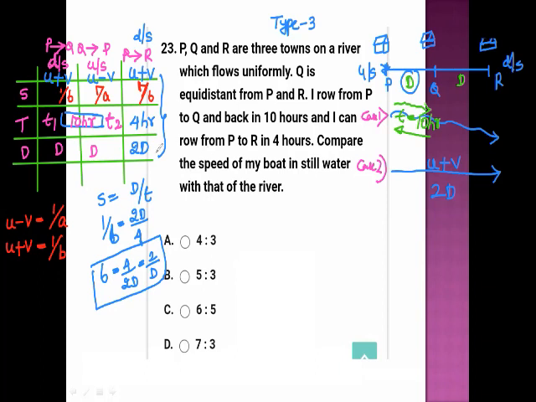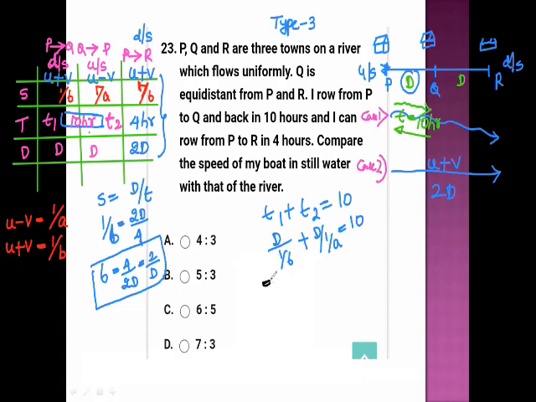Okay. Next, he has given another parameter. You can see that T1 plus T2, the total time of journey from P to Q and Q to R, he has given as 10 hours. I'm using this one. And what is the time here? Time is equal to distance by speed, is it not? Distance divided by speed. Speed is 1 by b. And here also T2 is equal to distance by speed, so d divided by 1 by a, is equal to 10.